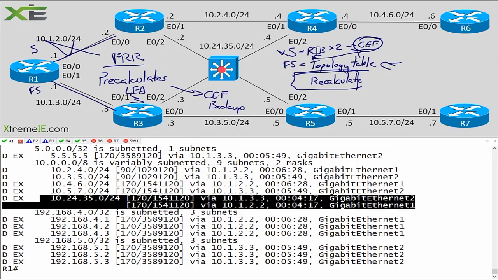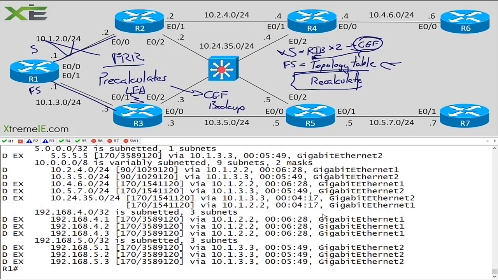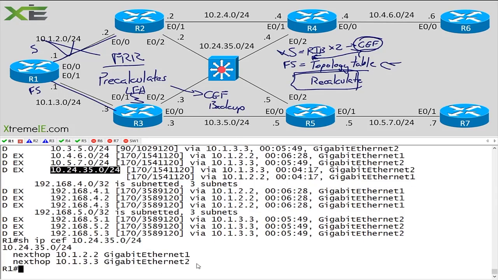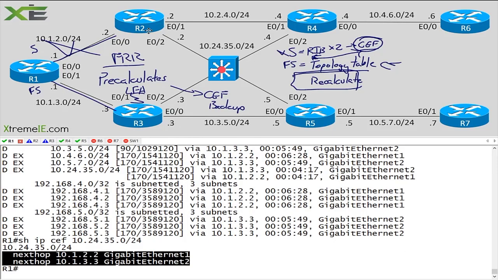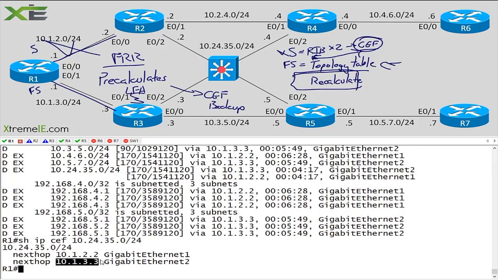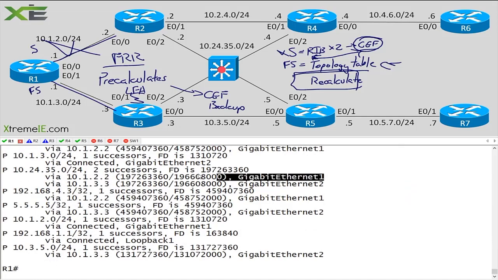So let's take a look at this. Let's just poke around for a minute here. So let's say show ip cef, and let's pick on this route here. If I pop this guy in, you'll notice that I have two next hops, right? One goes to router 2, so 10.1.2.2, and one goes to router 3, 10.1.3.3. So this is, again, because we have two successors, right? If I say show ip eigrp topology table, and we see these routes here, we have two successors. They're two equal cost paths, right? So we're multipathing. But let's change this.